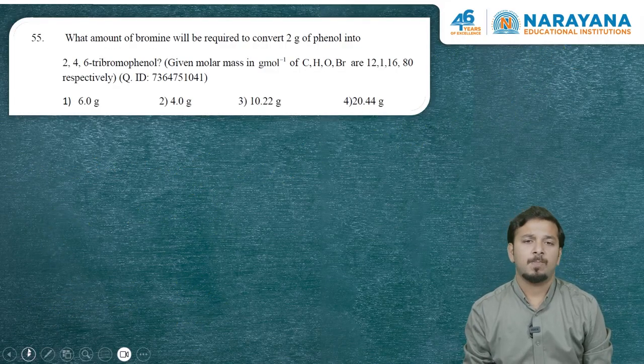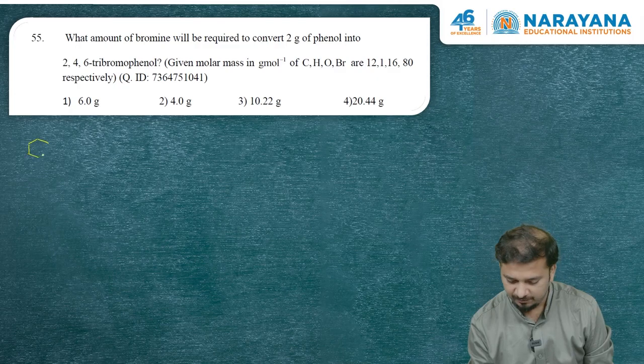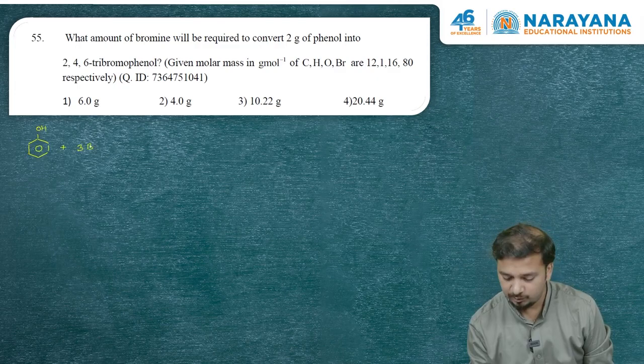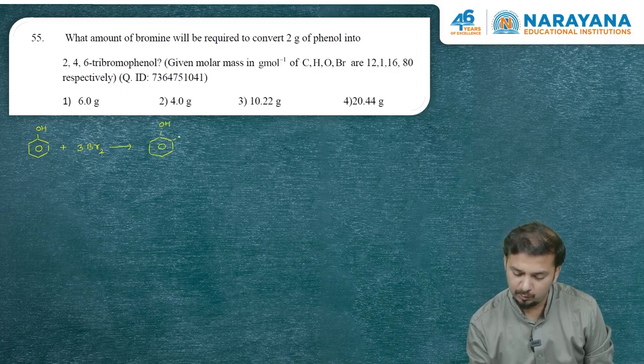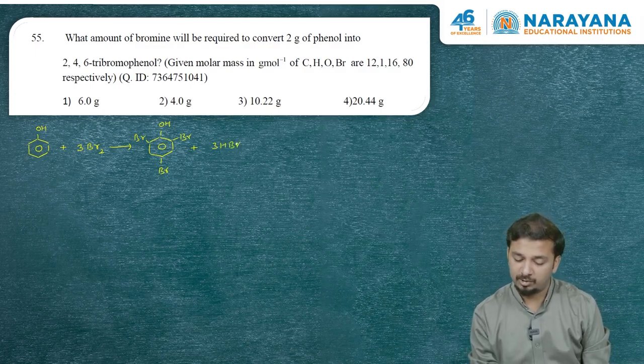Moving to next question. What amount of bromine will be required to convert 2 gram of phenol into 2,4,6 tribromophenol? Okay, so let's write the reaction. We have phenol. It is treated with Br2. So 3 moles of Br2 will be consumed per mole of phenol and it will be converted to 2,4,6 tribromophenol plus 3 HBr.